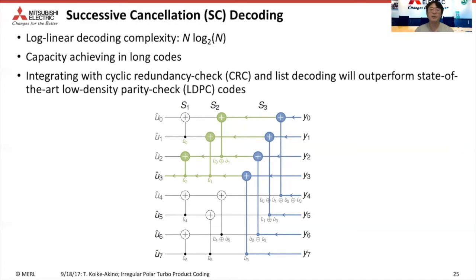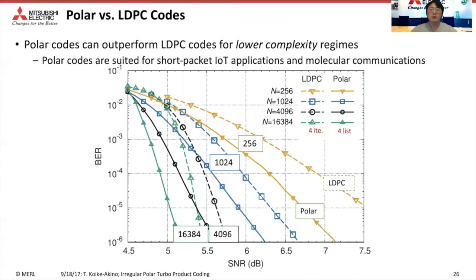By integrating cyclic redundancy check and list decoding, we can outperform state-of-the-art low-density parity check codes. This figure shows the bit error rate performance of state-of-the-art LDPC codes and also polar codes for code lengths 256 to 16,000. For all the cases, polar codes can be better than LDPC codes. In particular, polar codes can be much better than LDPC at shorter code lengths.